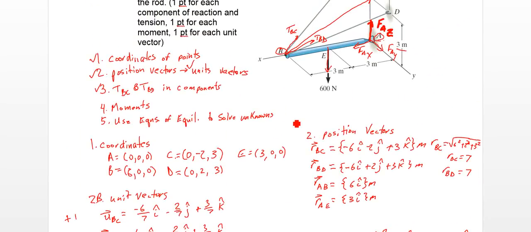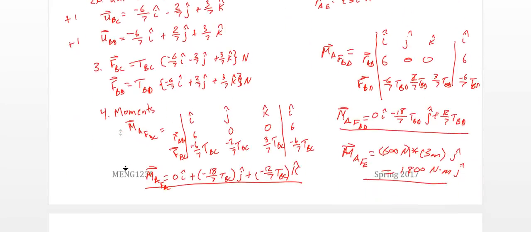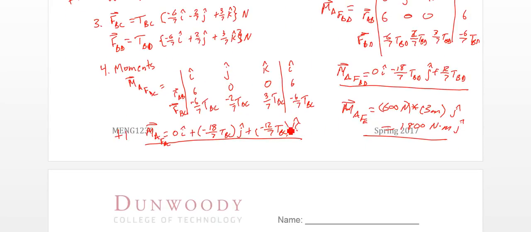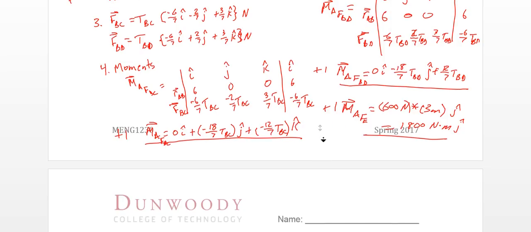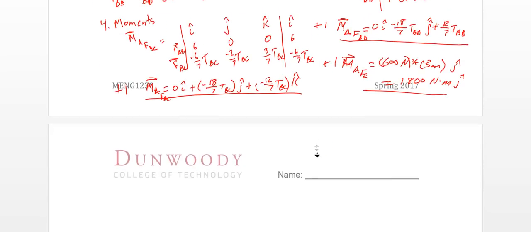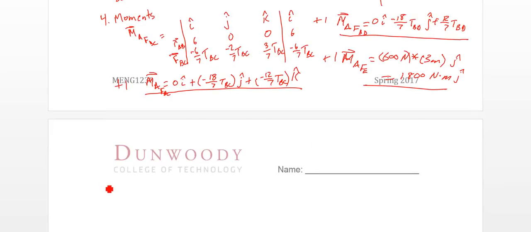And now we can use our equations of equilibrium. You get a point for each of these moments. I should write that down here. So there's a +1 here, a +1 here, a +1 here. So we've got half of our points so far. Now we can finally use our equations of equilibrium. Let me scroll down just a tad more and we'll start this off. So step 5, equations of equilibrium.